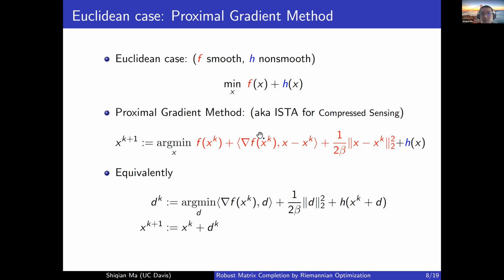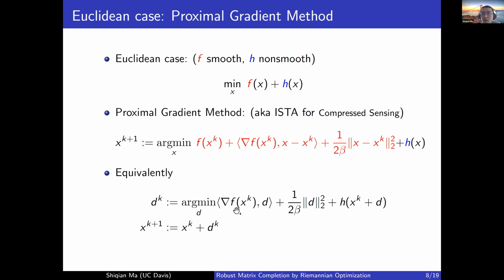We all know that the solution of this subproblem corresponds to the proximal mapping of this non-smooth function h. This algorithm is also known as ISTA for solving the compressed sensing problem. In compressed sensing, this function h is equal to the L1 norm, so solving this subproblem corresponds to computing the proximal mapping for the L1 norm. Or equivalently, this proximal gradient method can be written in this way.